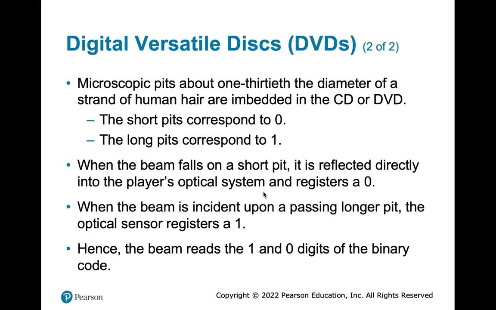When the beam falls on a short pit, it is reflected directly into the player's optical system and registers a 0. When the beam is incident upon a passing longer pit, the optical sensor registers a 0. So the beam reads the 1s and 0s, the digits of the binary code.